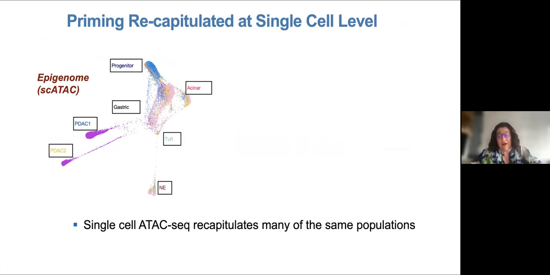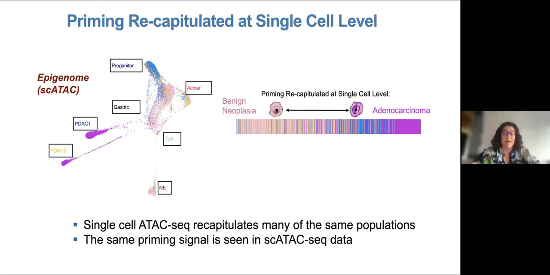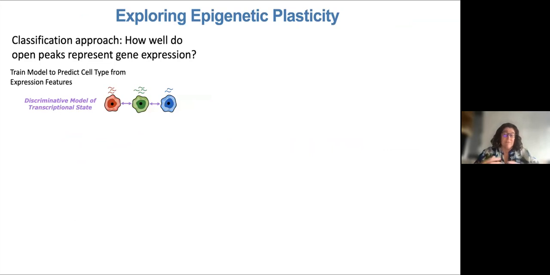So, we decided now it really justifies collecting single cell ATAC-seq, and single cell ATAC-seq recapitulated, unsurprisingly, all the major populations as before. And we saw the same type of priming that we saw in the RNA in the ATAC-seq as well. Now, rather than just do standard analysis, we decided let's try and use this classification idea again. But instead of trying to classify cells based on RNA, let's classify them based on ATAC-seq.